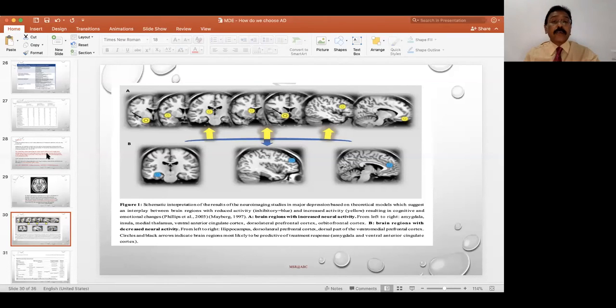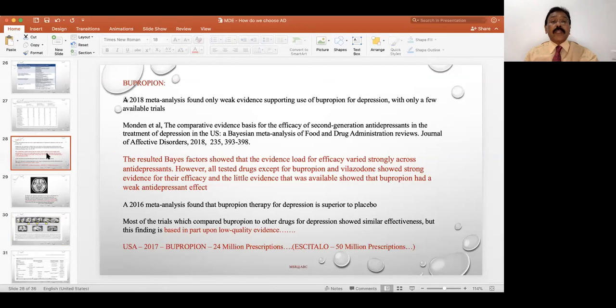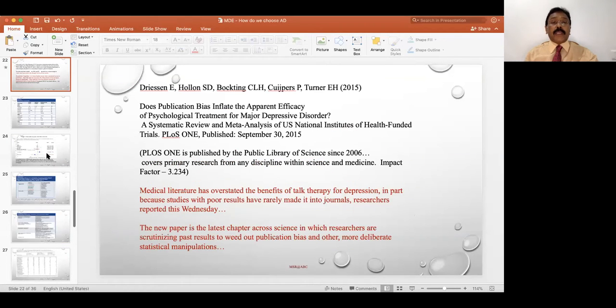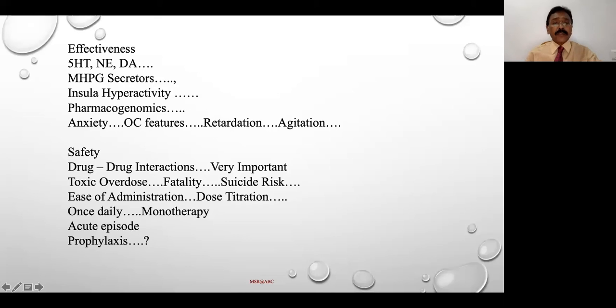So I'll go back to my slide, and what are the different factors. We'll come to it again. I've listed out some of this. Maybe this can come later in the discussion part. This is very, very important to me. This is the only reason I don't prescribe fluoxetine. Otherwise, fluoxetine I would have been.